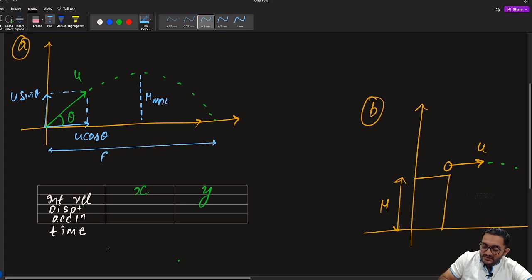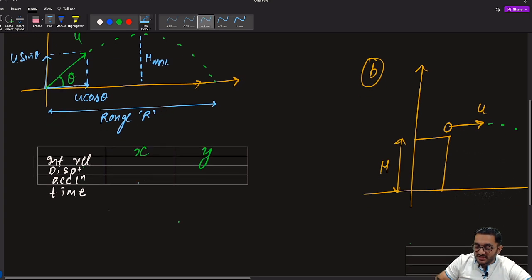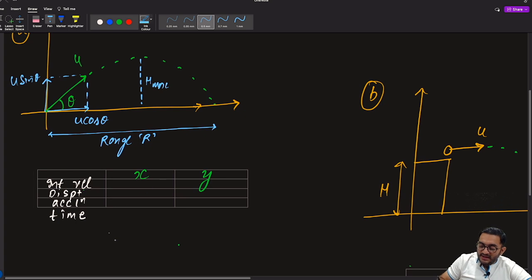Let's say we call it the range, represented by r. Now when I look at this particular chart which I have drawn over here, I can say that my initial velocity on the x-axis is u cos theta. My initial velocity on the y-axis is u sin theta.